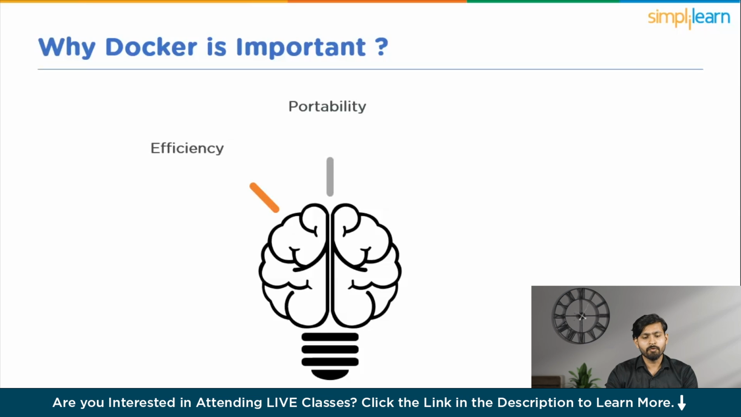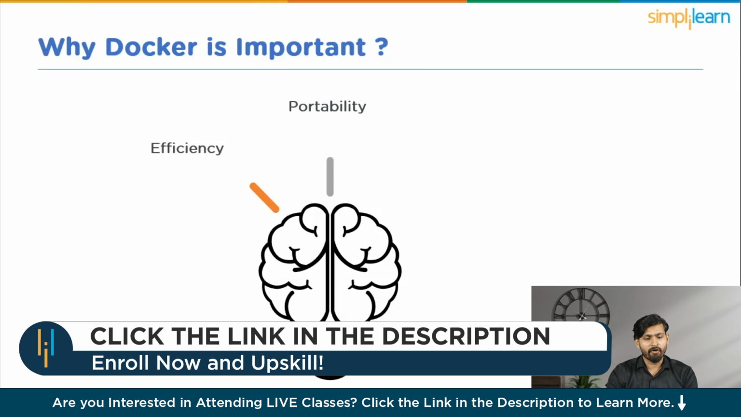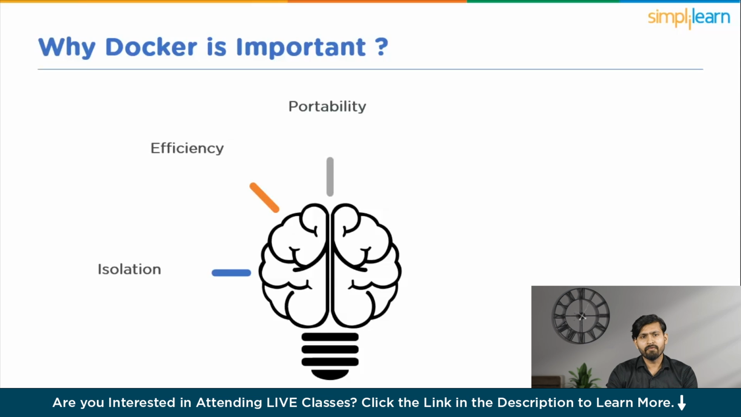The next one that comes to my mind is efficiency. Docker containers share the host system kernel, leading to faster startup times and reduced overhead compared to traditional virtual machines. This efficiency also enables higher resource utilization and improved application performance. Next is isolation. Docker also provides process-level isolation, which allows applications to run independently within their containers without interference from other containers or the host system. This isolation enhances security and stability by minimizing the impact of software conflicts and vulnerabilities.